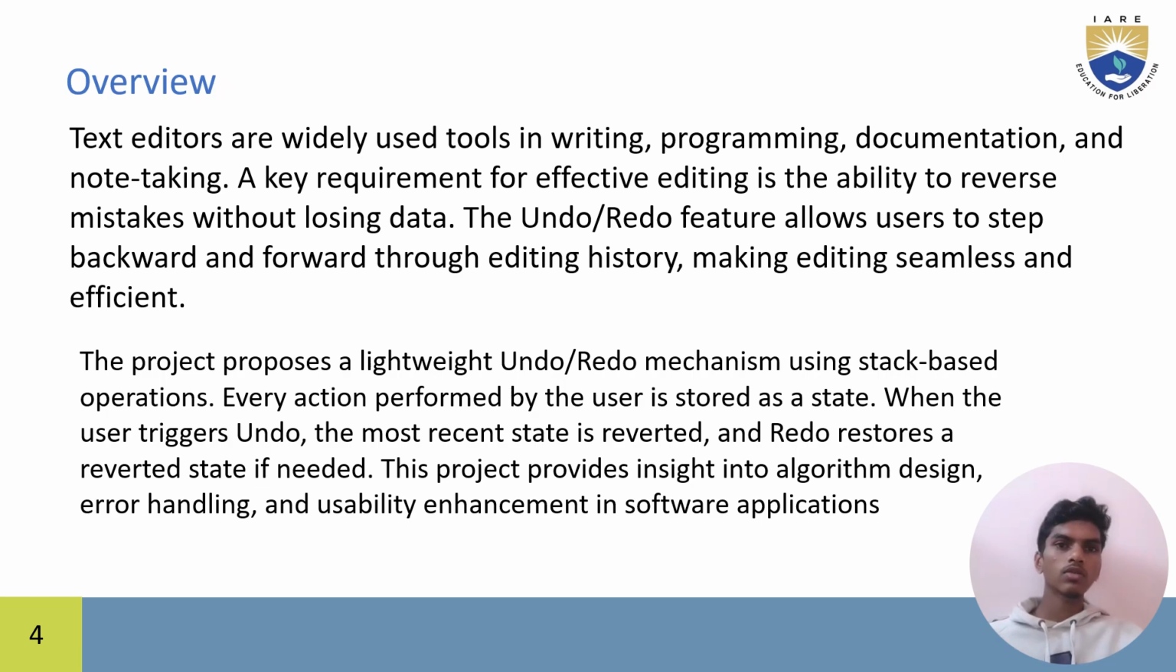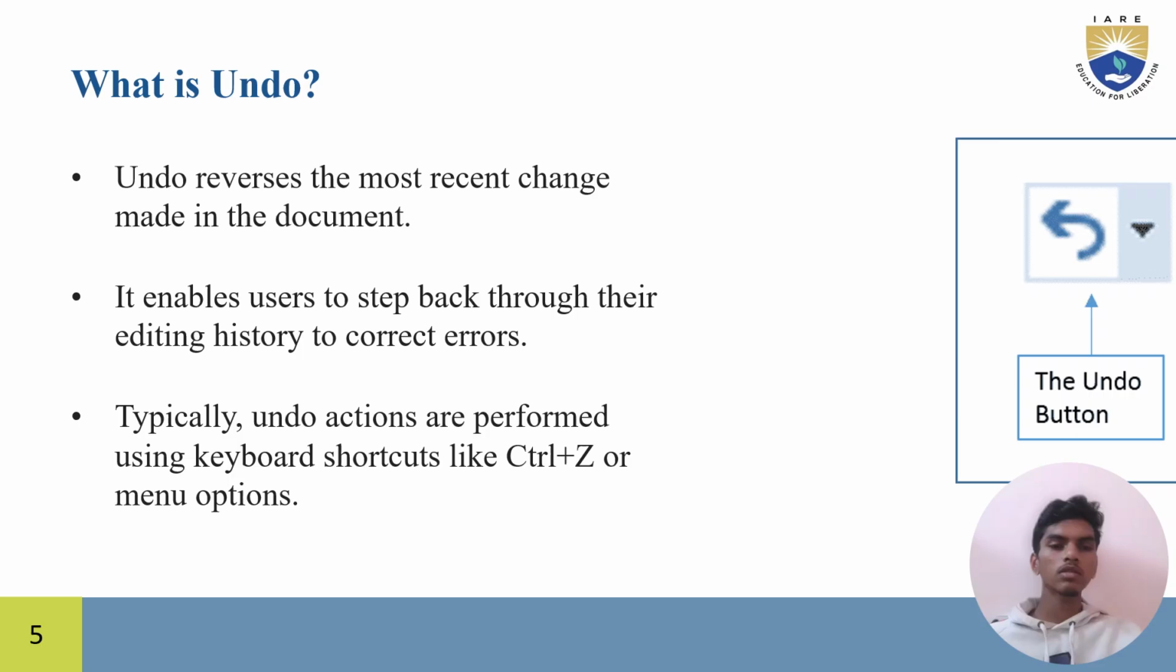And moving forward to our next slide, which is what is undo. Undo reverses the most recent changes made in a document, and it enables users to step back through their editing history to correct errors. Typically, undo actions are performed using keyboard shortcuts like Ctrl plus Z or a menu option.